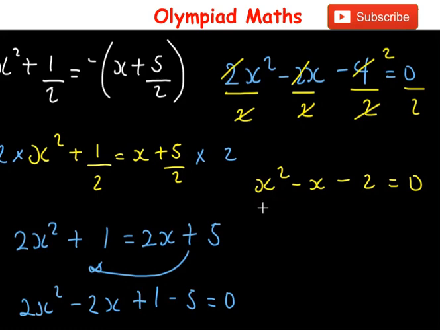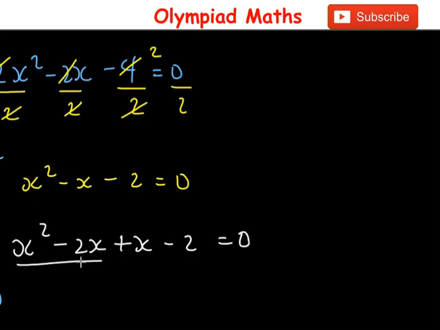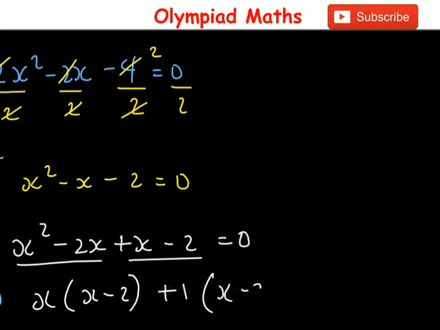So from this, we can solve this equation by factorization method. And to do so, we have x squared. We can write minus x as minus 2x plus x, then minus 2. This equals 0. From this, factorize out x, we have x minus 2. And from this, factorize out plus 1, we have x minus 2, and this equals 0.